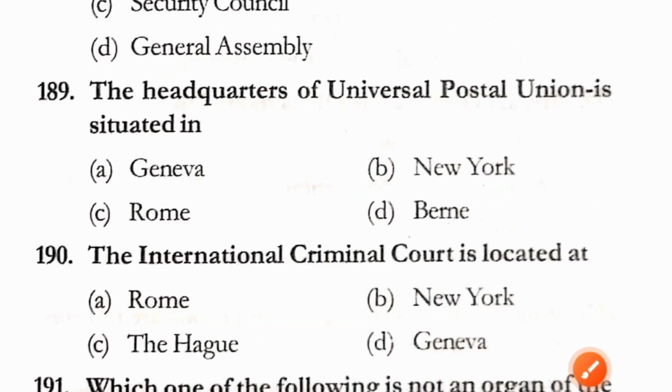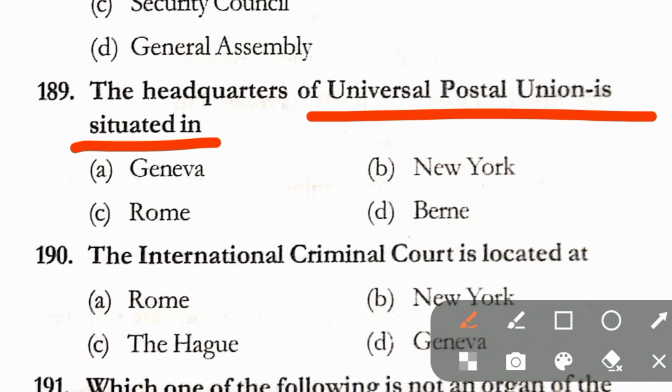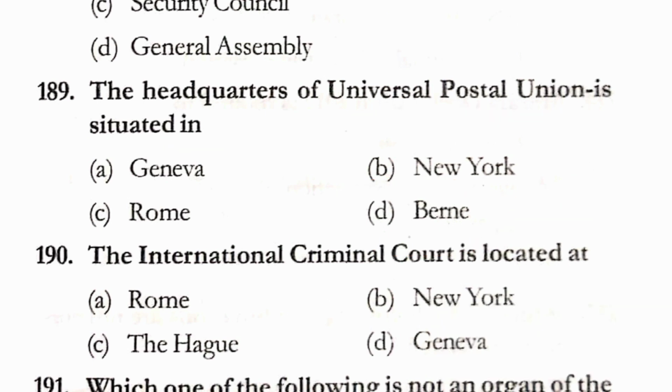Question number 189. The headquarters of the Universal Postal Union is situated in option A, Geneva, option B, New York, option C, Rome, and option D, Bern. Here in question number 189, correct answer is option D.